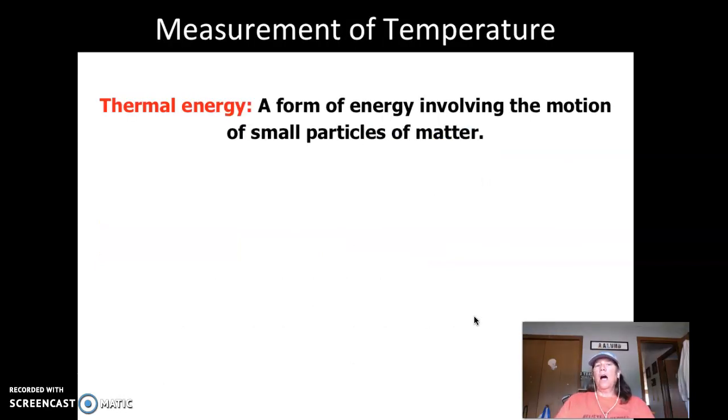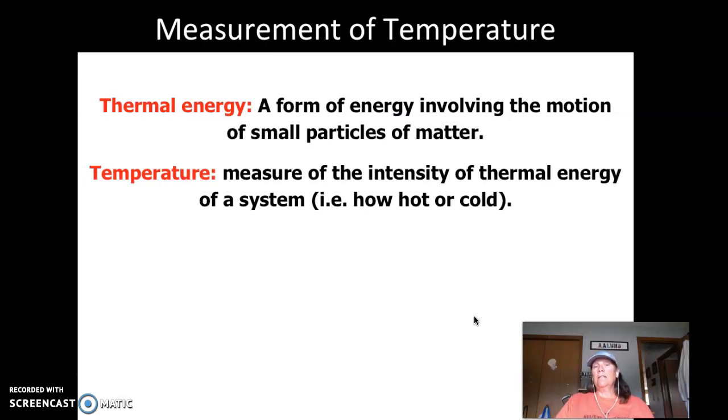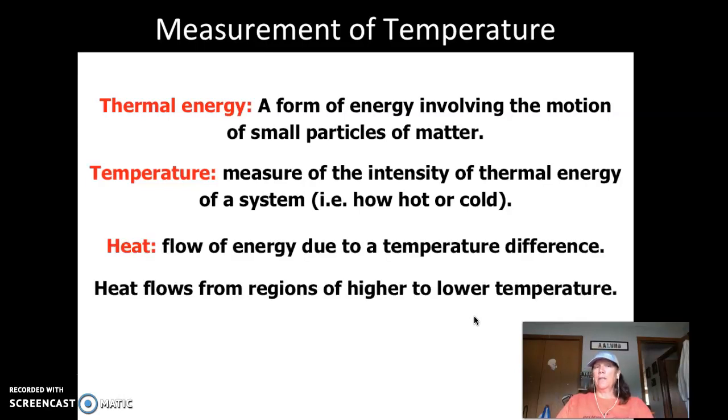Okay. Another thing we use in science is temperature. We use temperature a lot. Temperature is a measure of heat energy. What we're doing is measuring how quickly those little particles, the atoms and the molecules, are moving around. When they're moving around fast, they give off more energy. That's why the temperature goes up. It's a measure of the intensity, how hot, how cold. Thermal energy is the energy that's involved with the motion of the particles. If you want to measure that energy, you use a thermometer, you use temperature.